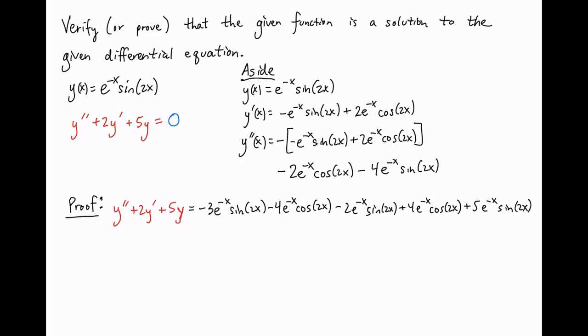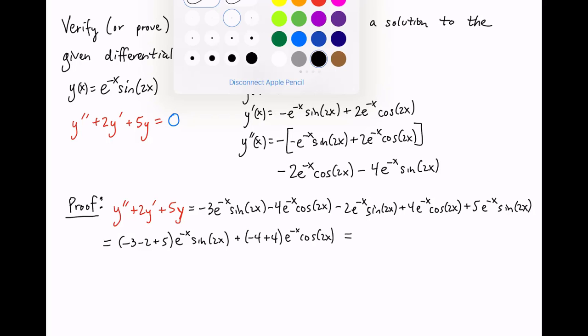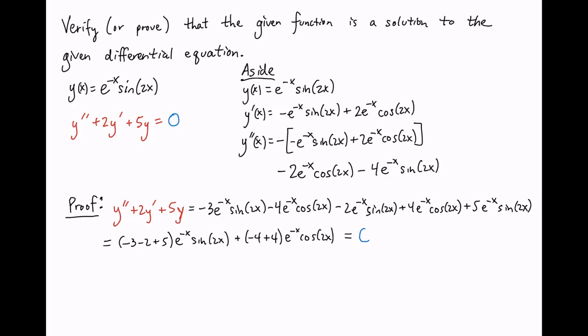Only thing left to do now is to collect like terms. So, we have negative 3 minus 2 plus 5 of this term. And we also have negative 4 plus 4 of this like term. That in fact does equal to the right-hand side. And what is the right-hand side? It's equal to 0, or the zero function. Let's put a period there.